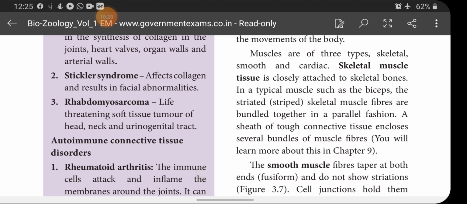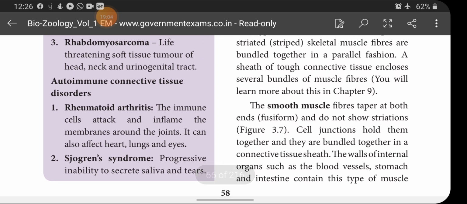Skeletal muscle, from the name itself we could find where it is located. Skeletal muscles are attached to the bones of our skeletal system. Hence it is called skeletal muscle. In a typical skeletal muscle such as the biceps, the striated muscle fibers are bundled together in a parallel fashion. A sheath of tough connective tissue encloses several bundles of muscle fibers. Okay, this we will learn about more in chapter 9.